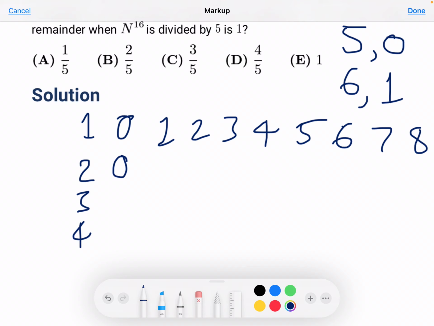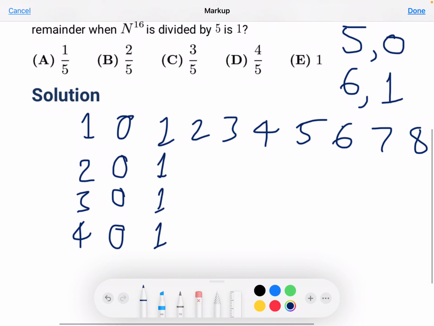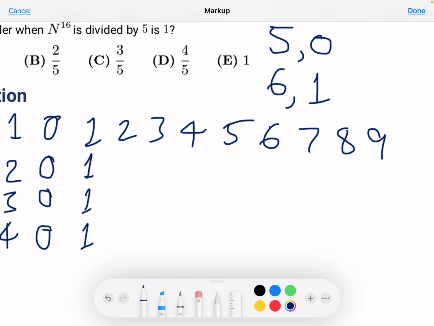So for example, 0 times 0 is always going to be 0. And for 1, well, 1 times 1, we're just going to have 1 all over again, over and over. For 2, now we have 2 times 2, that's 4, times 2 is 8, times 2 again, 16.